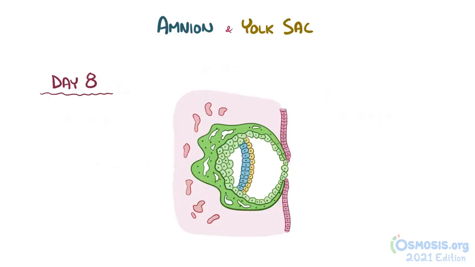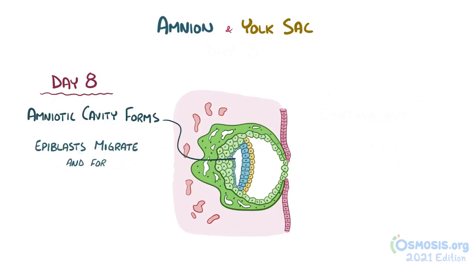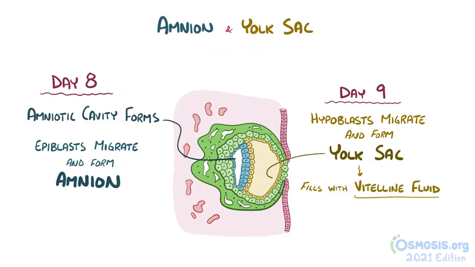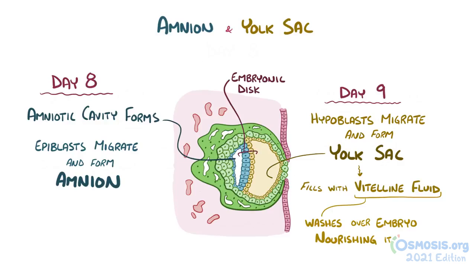During day 8, a tiny space called the amniotic cavity forms between the epiblast and the cytotrophoblast. The epiblast cells migrate to form a thin membrane called the amnion that surrounds the amniotic cavity, which separates it from the cytotrophoblast. During day 9, hypoblast cells start to migrate to form a thin membrane lining the rest of the blastocoele, which forms the walls of the yolk sac. The yolk sac fills with fluid, called vitelline fluid, which washes across the embryo and nourishes it during this early stage. So basically, by the middle of the second week, the two-layered embryonic disc is sandwiched between the amniotic cavity and the yolk sac.